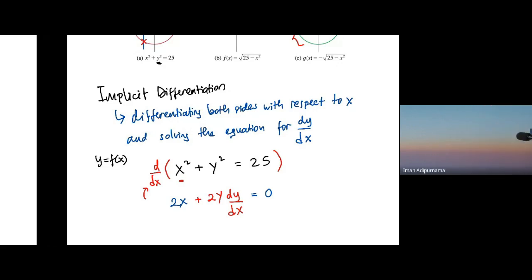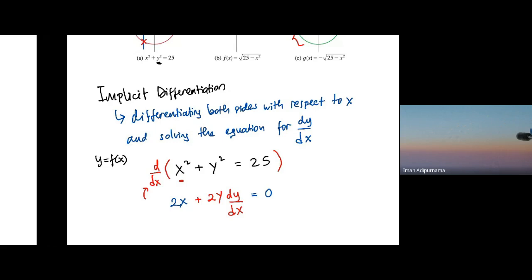Okay, so when we try to differentiate this, because y is actually a function of x, we need to remember that there is a connection between y and x. When you differentiate y with respect to x, you treat it like an x, but you need to add dy over dx. That means we deal with the differentiation implicitly. So implicitly, we are differentiating and treating y as x, and we deal with the dy dx.